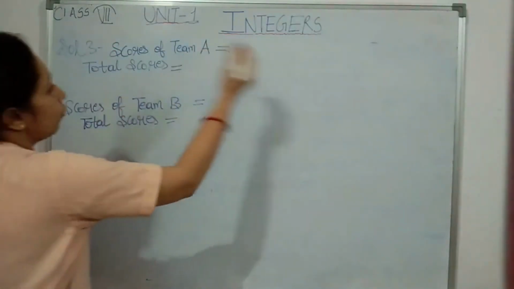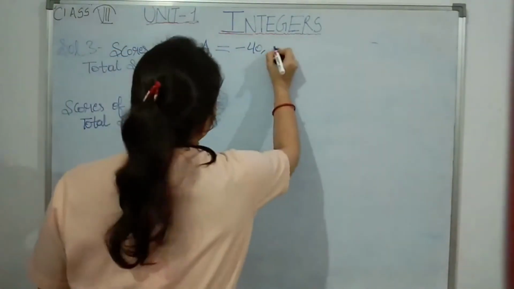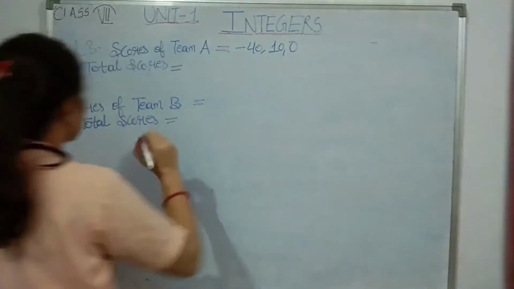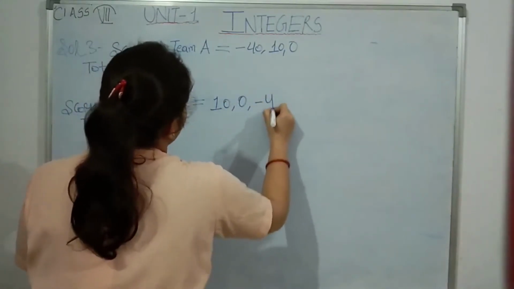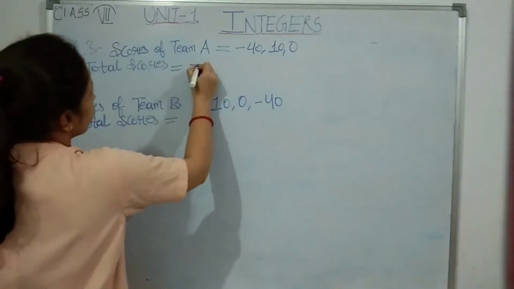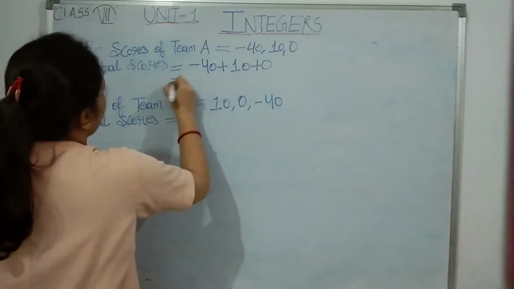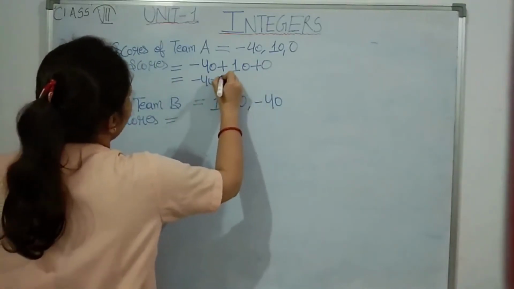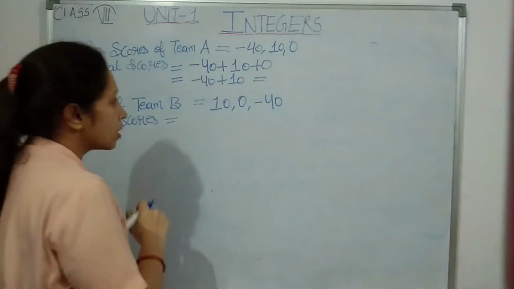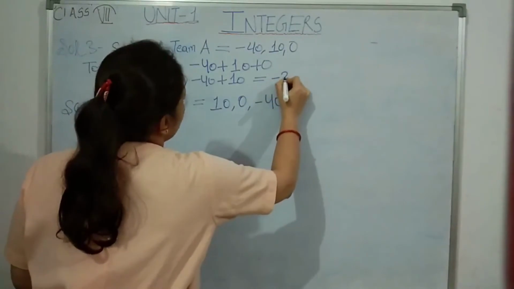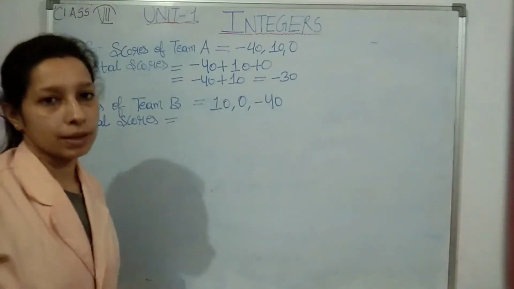First step, scores of team A. What are the scores? First round minus 40, second round 10, in the third round 0. Scores of team B are 10, 0 and in the third round minus 40. Okay, total scores. For total scores we have to add minus 40 plus 10 plus 0. Then students, minus 40 plus 10, minus plus minus, 40 is the greater number with negative sign. So 40 minus 10 will get 30 and the negative sign will come in the answer.